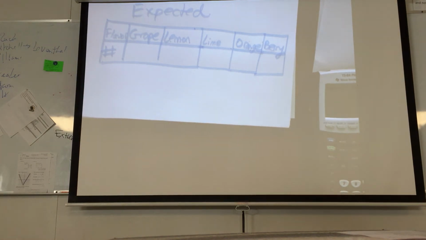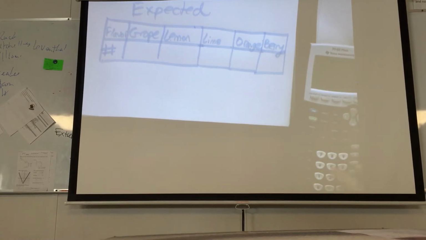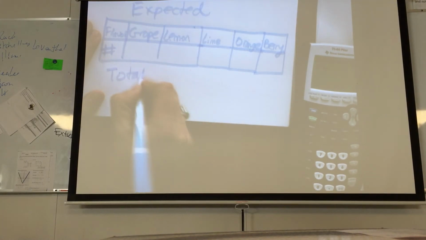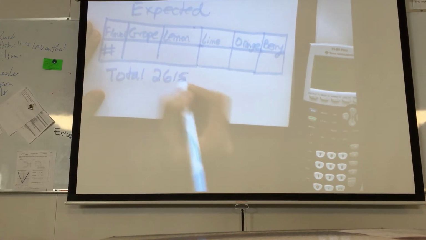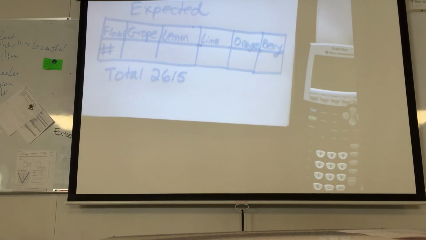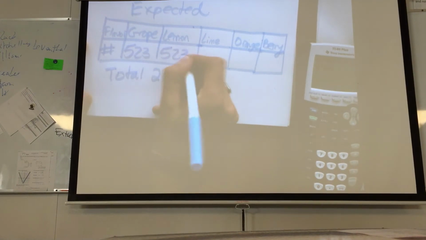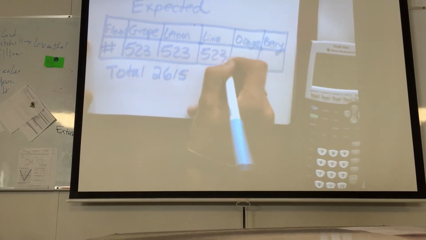Eddie Paul? The fourth, right, so I'm about to show you the fourth picture right now. So give me 2 seconds. So we know there's a total of 2615. We expect 20% in each. 523. So 523 in each.